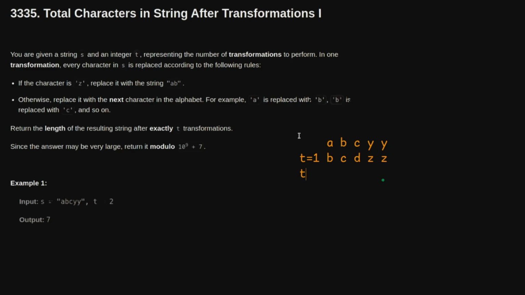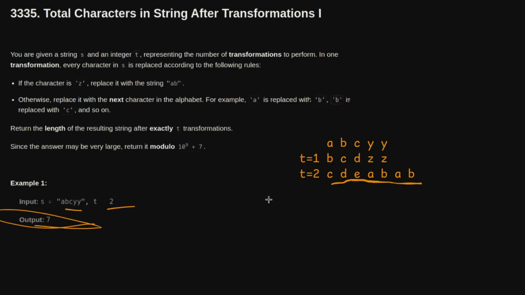Now t is equal to 2. Here it will become B, C, C, D, D, E, Z is equal to AB, and again Z is equal to AB, right? So this is the string, and here t is 2, so we need to return the length of this string, that is 1, 2, 3, 4, 5, 6, 7. 7 is the answer, right?